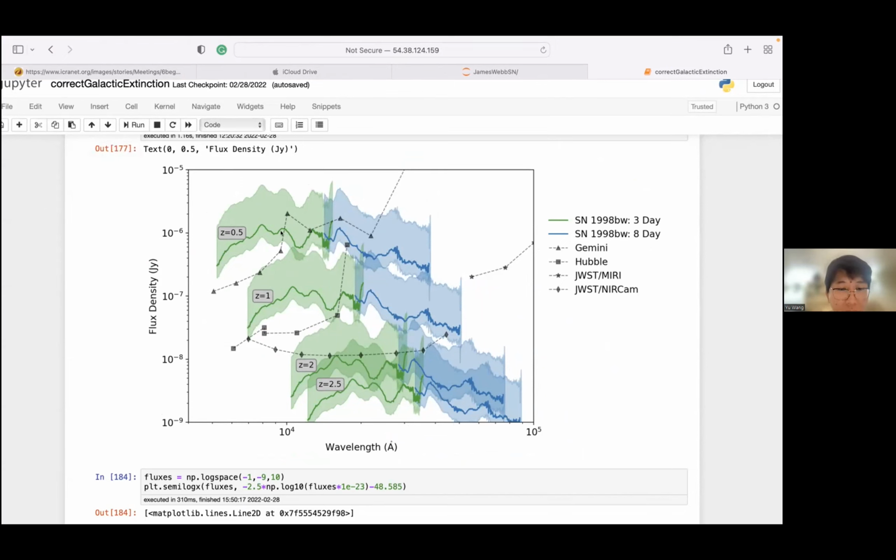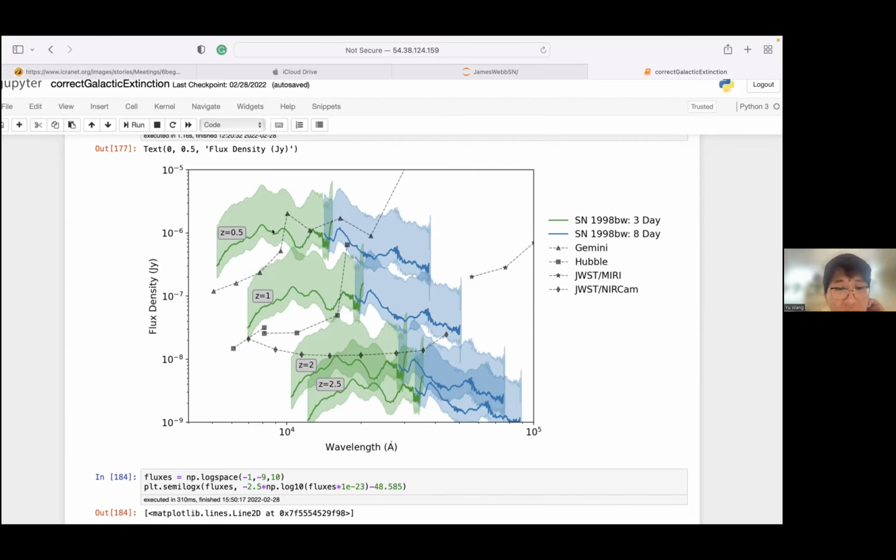And these gray dots, triangle, square, diamond are the limits of different satellites. So it's marked here, Gemini, James Webb. James Webb has the best resolution, around 10^-8. And each of these colorful ones, the green and the blue, the green is the optical part and the blue is the almost infrared part in the rest frame. So at different redshifts.